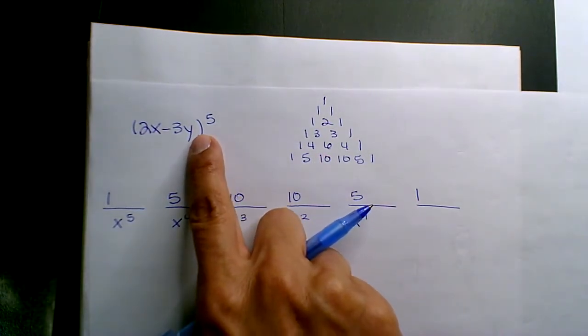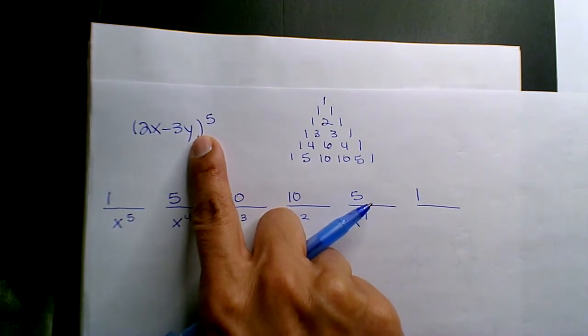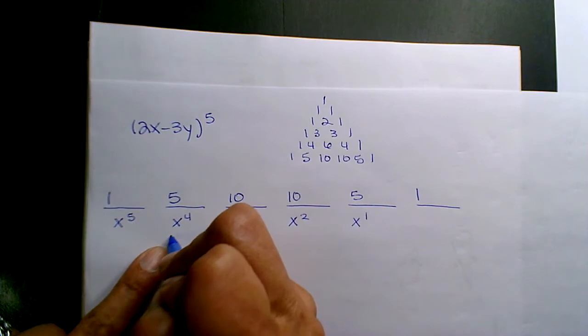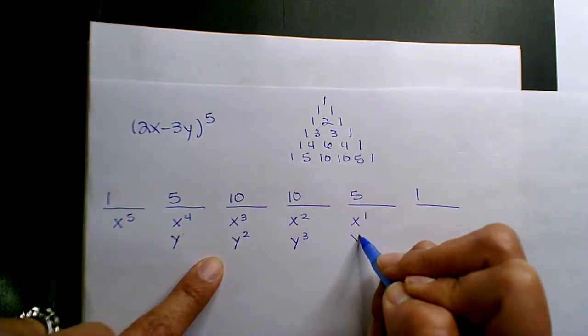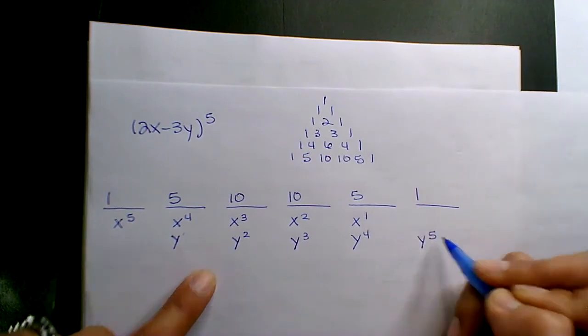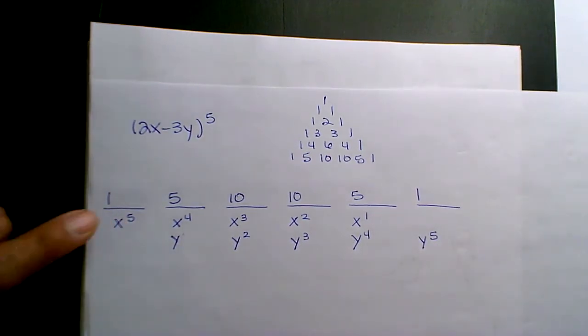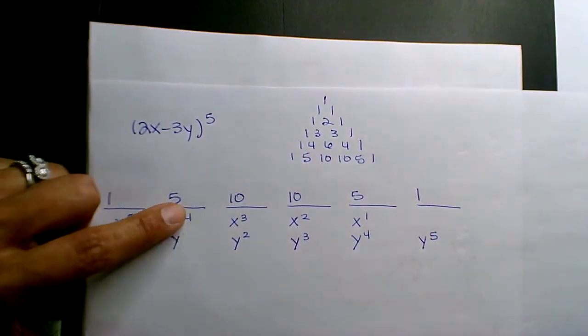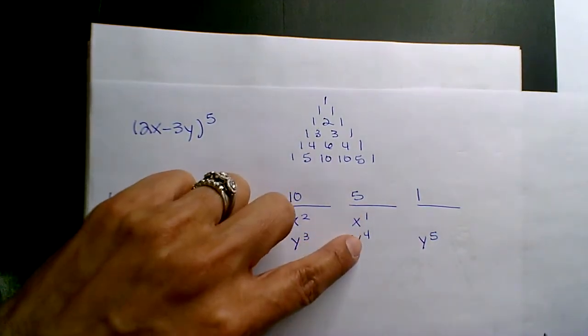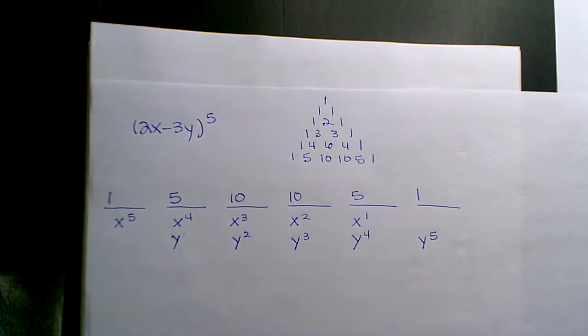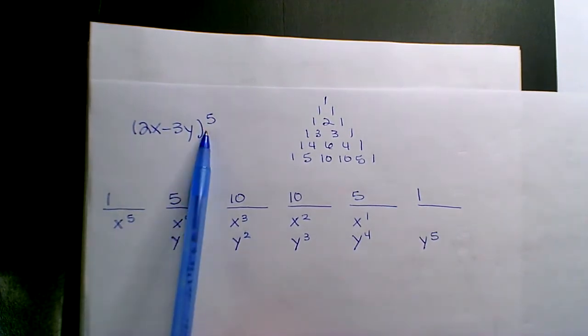The variable in the second term ascends. It increases from 0 to 5. So no y, y to the 1, y squared, y cubed, y to the 4, y to the 5. And notice, the degree is 5. 4 plus 1 is 5. 3 plus 2 is 5. 2 plus 3 is 5. 1 plus 4 is 5. You cannot surpass that degree.